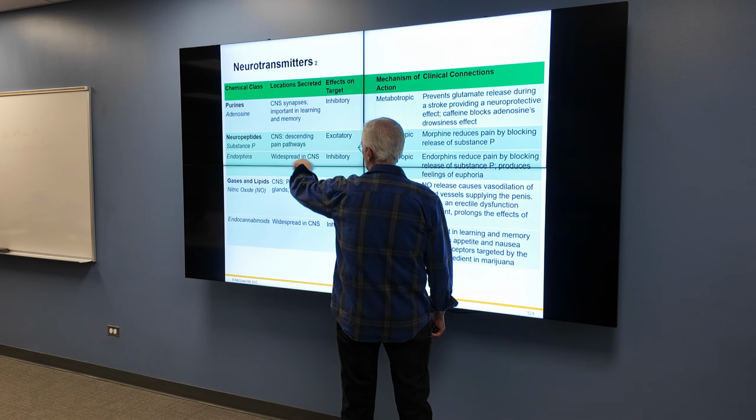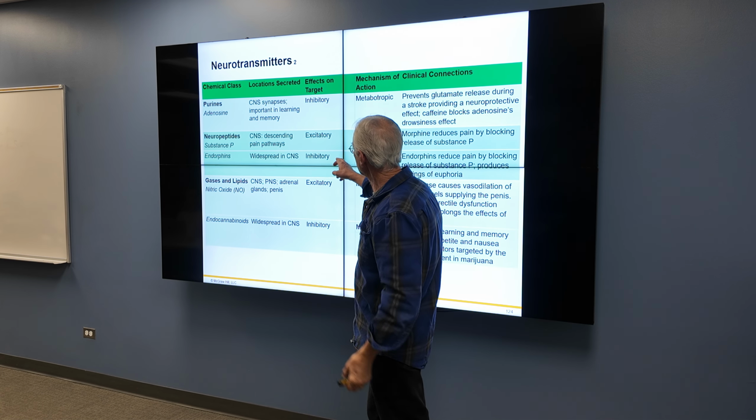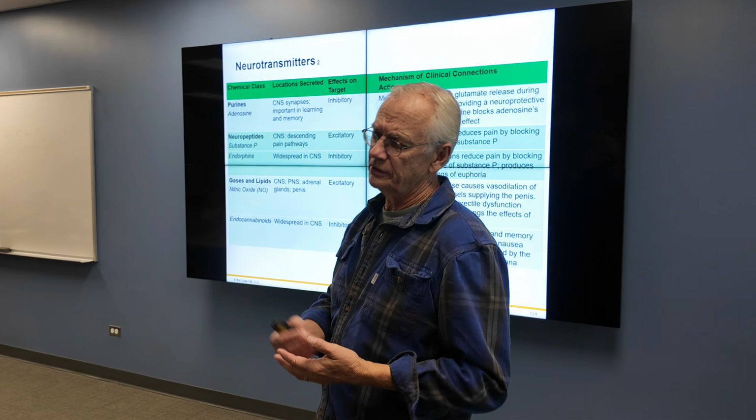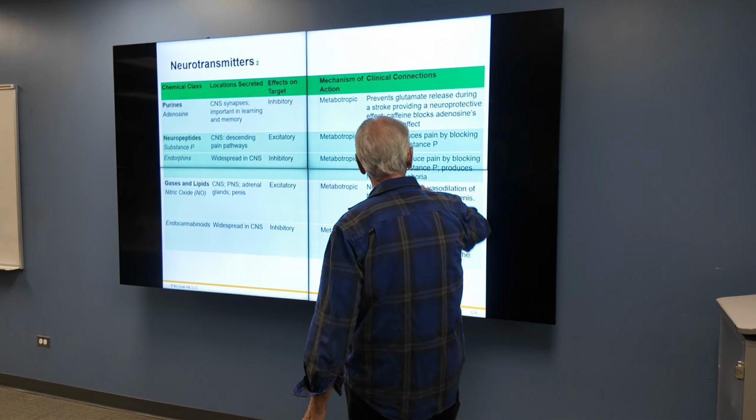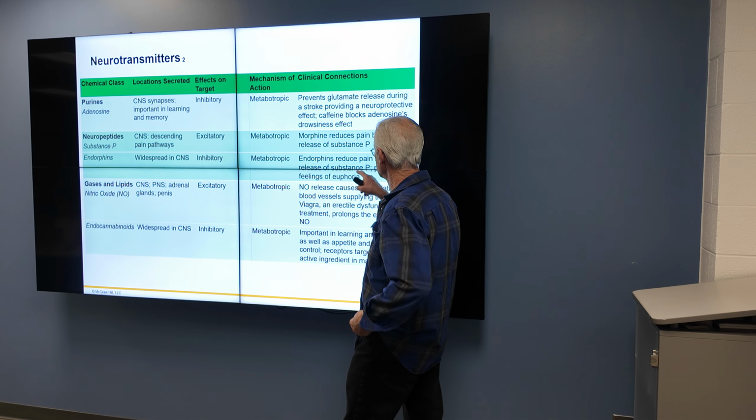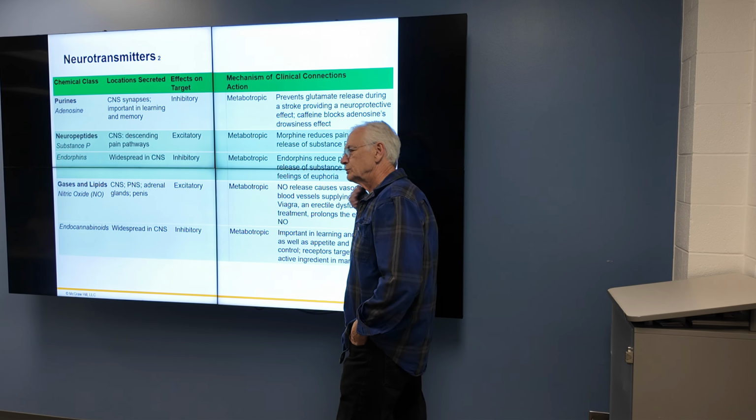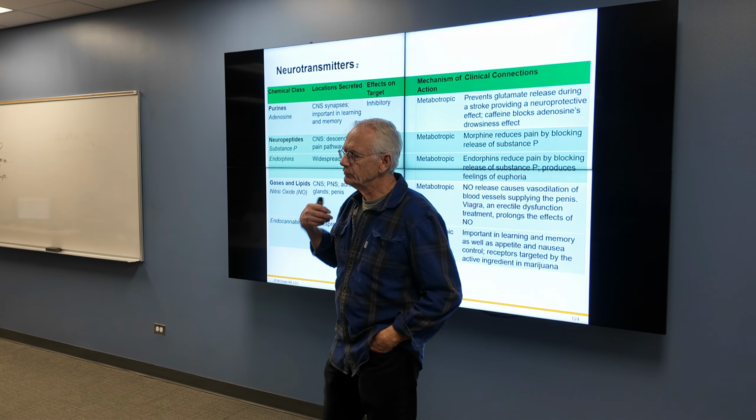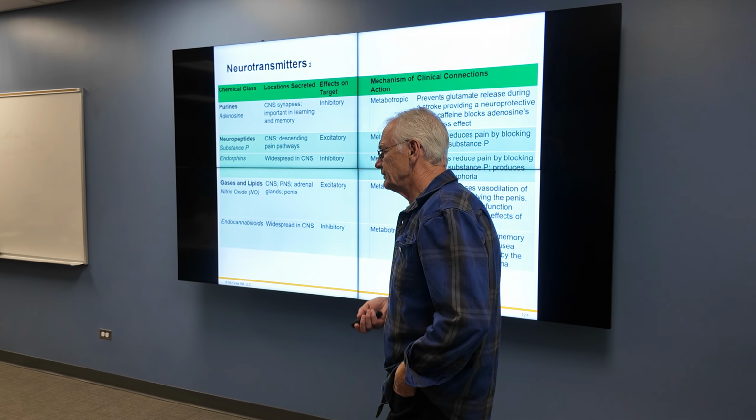The endorphins here are widespread in the central nervous system. We notice this. What's the effect on the target tissue here? Inhibitory. We want you to have some feel-good feelings here, okay? Endorphins reduce pain by blocking the release of substance P, and produce a feeling of euphoria. We talk about people who get the endorphin rush. Aerobic exercise is oftentimes attributed to the release of endorphins.